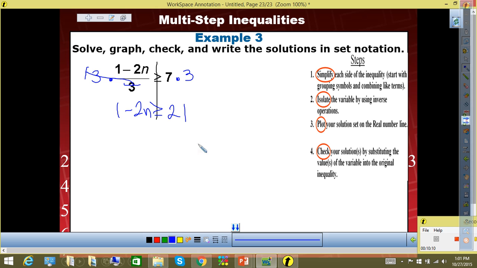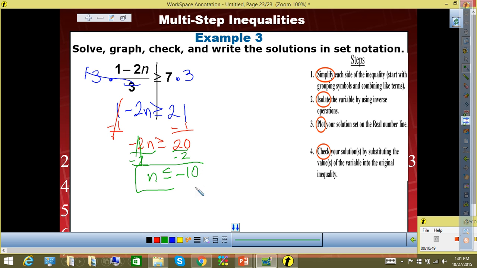What's next after that, Sydney? Subtract 1 to both sides. We're left with negative 2n greater than or equal to 20. In our last step, divide by negative 2, divide by negative 2. Since we divide by a negative, what happens to the inequality symbol? It switches, and it's negative 10. And if you got that, okay.